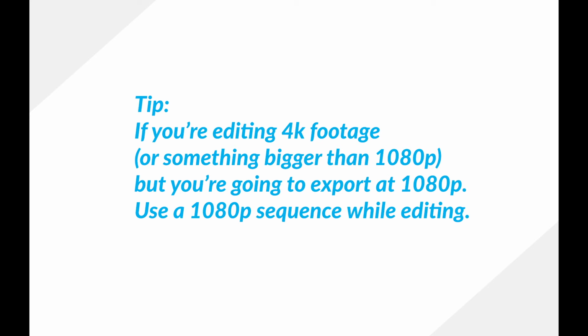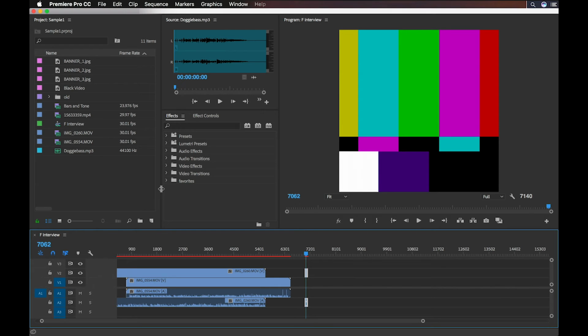If you're editing 4K footage but you're going to output at 1080p, use a 1080p sequence. It'll edit a little bit faster, and that's all you'll need if you're only going to use 1080p exports. You'll be able to easily zoom in on the 4K footage and make smaller sized graphics.